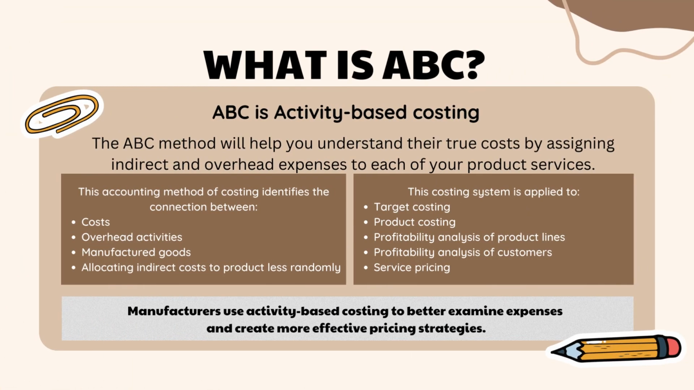ABC method will help you understand their true cost by assigning indirect and overhead expenses to each of your product services. This accounting method of costing identifies the connection between cost, overhead activities, manufactured goods, and allocating indirect costs to product less randomly. However, some indirect expenses, such as the salary of the management and office personnel, are challenging to relate to a specific product.